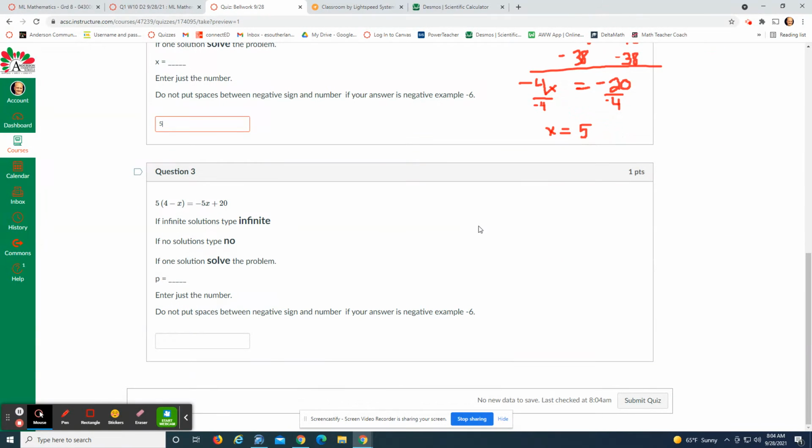Then I go down to the next problem. Same thing, start the same way. 5 parentheses 4 minus x equals negative 5x plus 20. Do the distributive property. 5 times 4 is 20. 5 times negative x is negative 5x. Everything on the right side this time drops down because we didn't do anything with it.